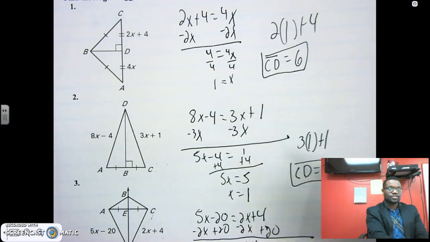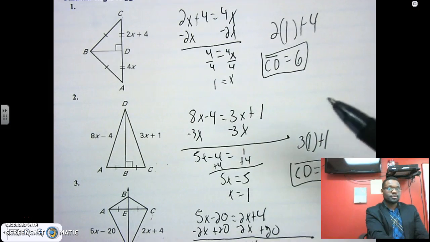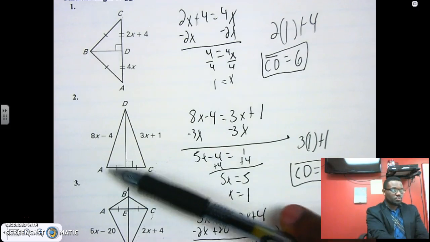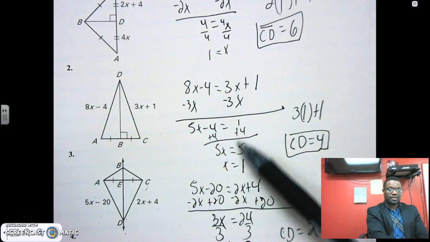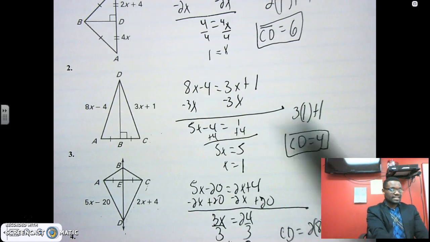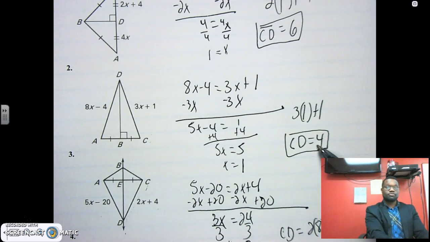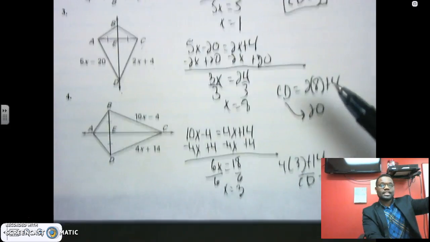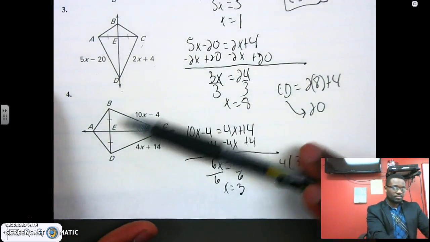So it's all based on how you set up your problem. And how you set up your problem here is that the sides or the segments will be equal to one another. And so I did it again here, and I was able to find out again that x was 1, and CD in this particular problem was going to be 4. And as I move down the page, you can see that the pictures kind of got a little bit more complex.